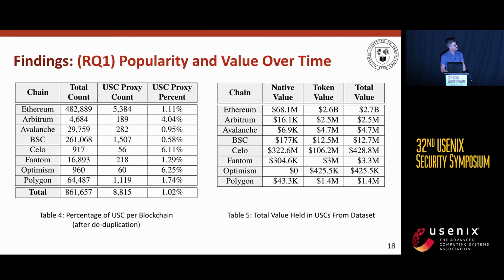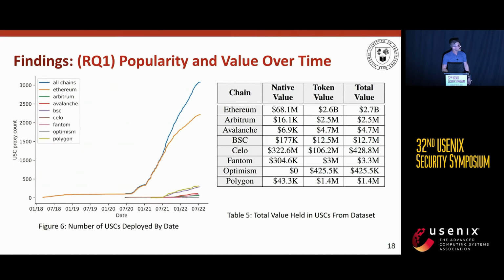To answer that first research question set in terms of popularity and value over time, we had a broader data set, over 800,000 smart contracts across 8 major chains. And we found that about 1% of all of these contracts were upgradable proxy contracts. That's not including the number of upgradable logic implementations. And we also found that there was a rapidly increasing rate of these, particularly starting around this time in 2020.